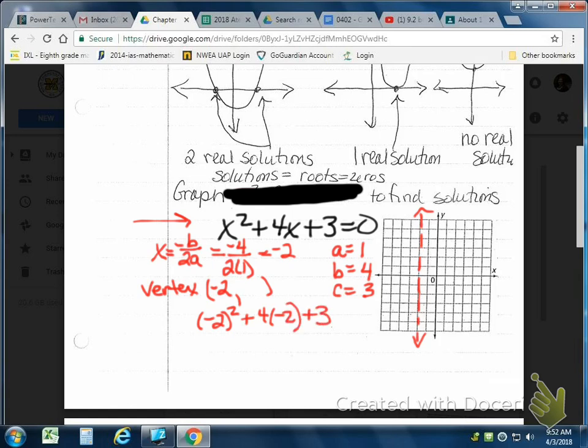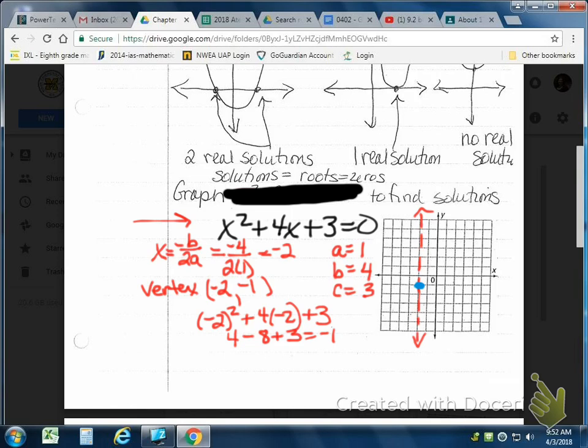And solve that. So negative 2 squared is 4 minus 8 plus 3. What's that going to be? Negative 1. So on the graph, negative 2, negative 1, there is the vertex. Looking at your information, is this parabola facing up or down? Up, because A is positive.